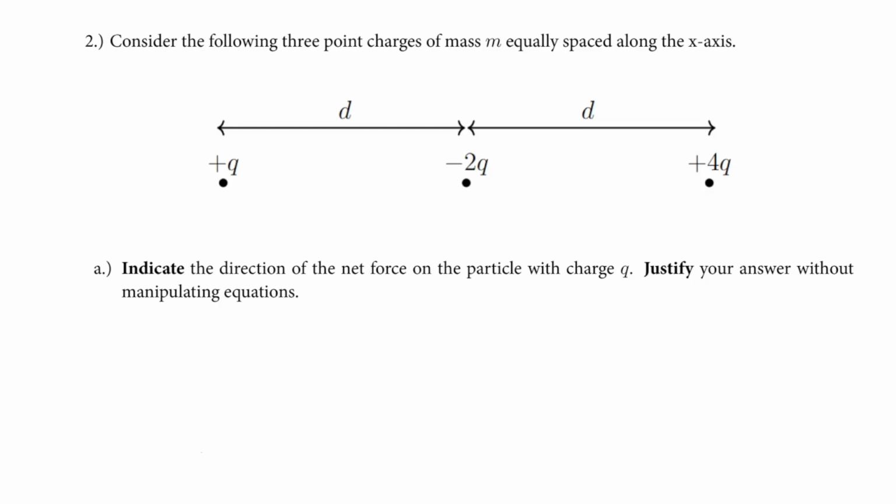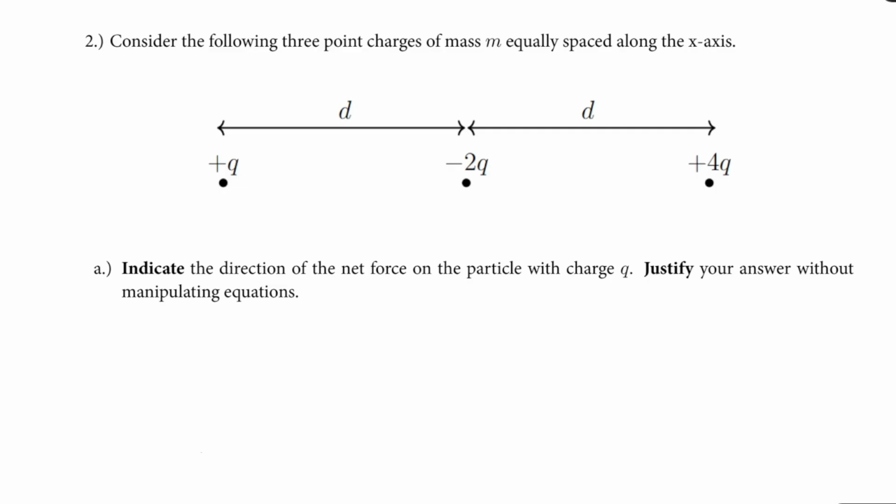Now, here's a typical Coulomb's law vector addition problem. We have 3 point charges of mass m equally spaced along the axis, and we're interested in indicating the direction of the net force on the particle with charge q, so that leftward charge here. Justify our answer without manipulating equations.